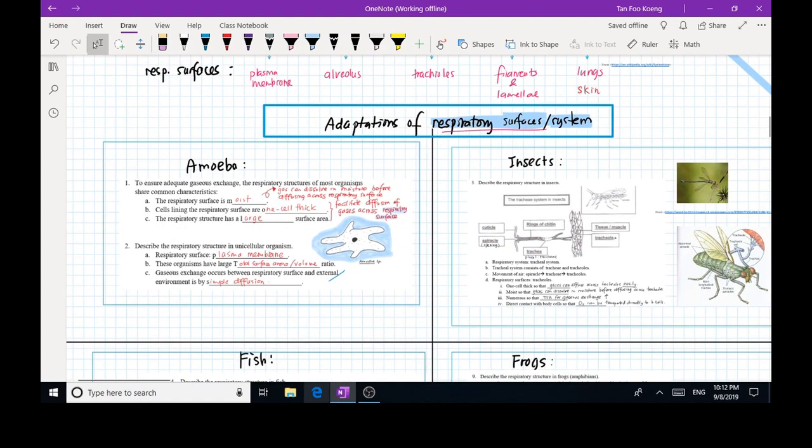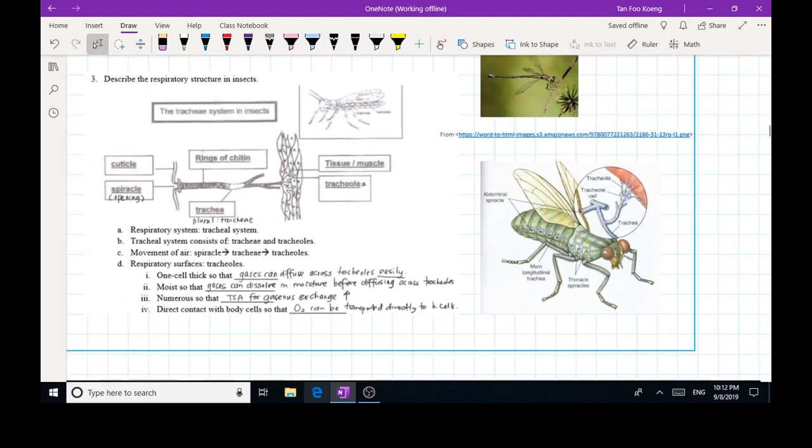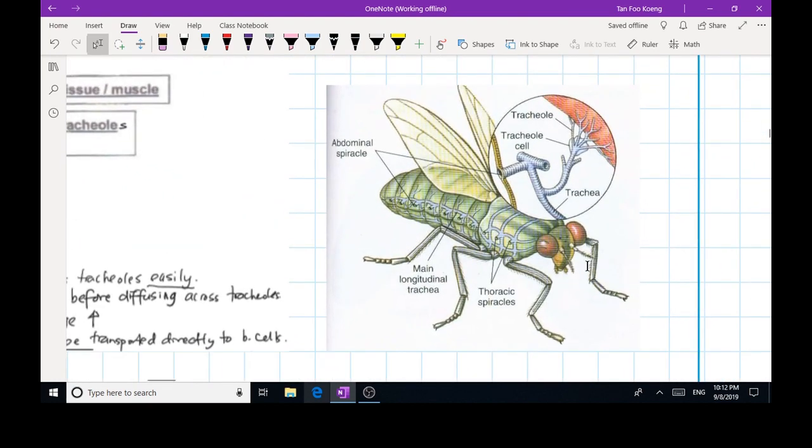Then what about insects, for example? Now if you look at insects, this is a housefly. This is the head, and this part is the thorax. Inside the thorax there is actually the heart. The heart is here, but the heart is part of the blood circulatory system. It has nothing to do with the respiratory systems. So where is the respiratory system in insects? Now look at it. This is the abdomen. We will be able to find the tracheal system here.